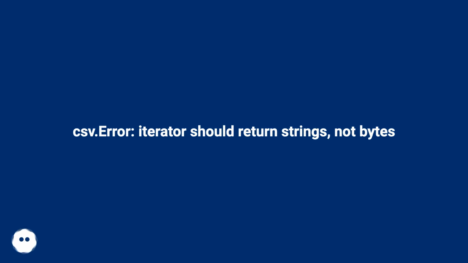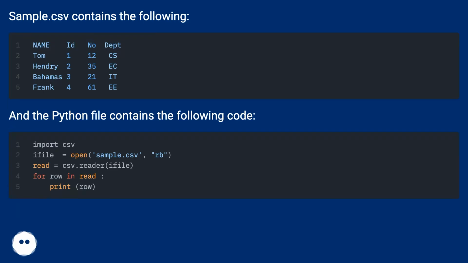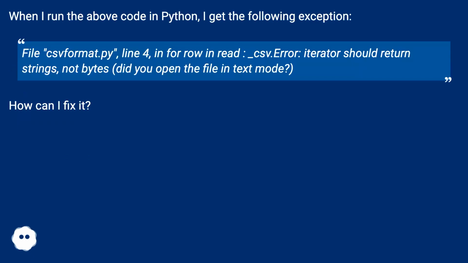csv.Error: iterator should return strings, not bytes. Sample.csv contains the following. And the Python file contains the following code. When I run the above code in Python, I get the following exception.